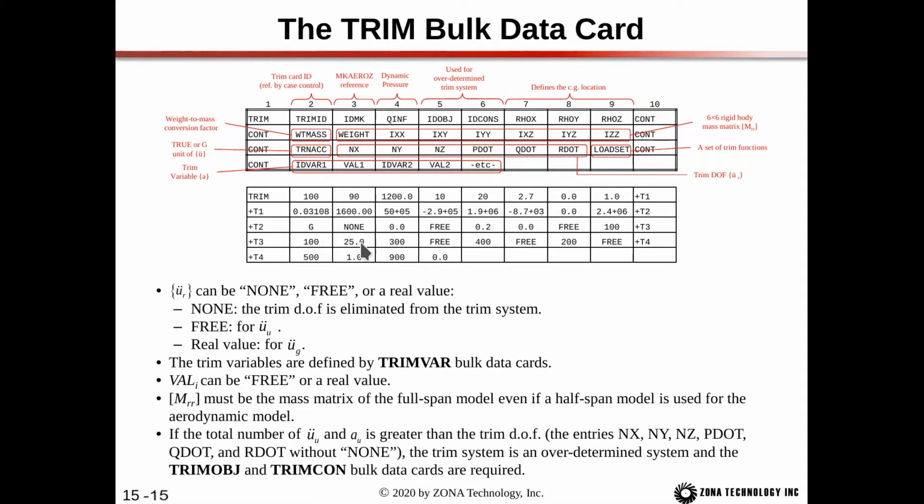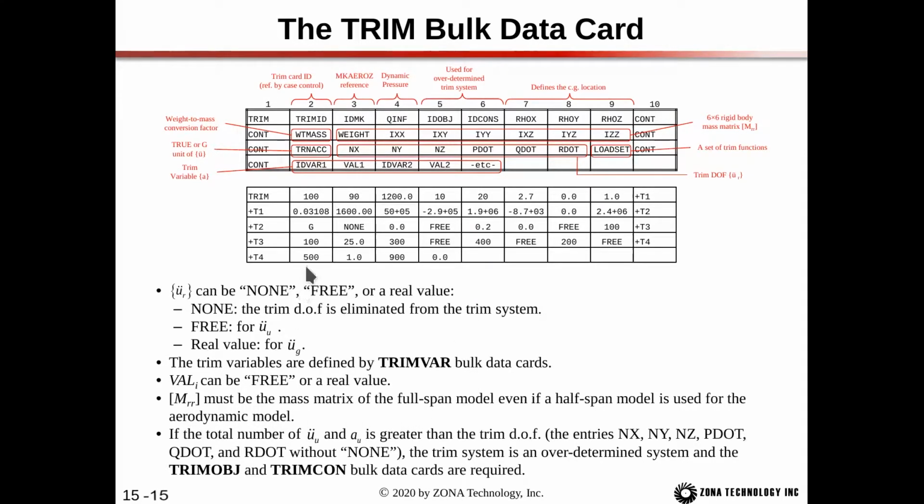And then our ID var, we'd have to look at the definitions of the trim variable cards, but you can see for this one, we specified it to be 25. This one is free, this one is free, and this one is free, and then these are specified. So we have 1, 2, 3, 4, 5 free variables, and we have 5 constraints. Okay, so actually the trim objective and trim constraint fields are going to be ignored because we have 5 free variables and a total of 5 trim equations.